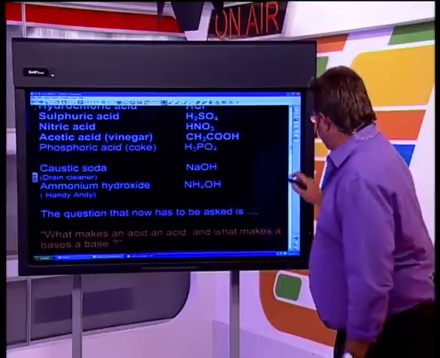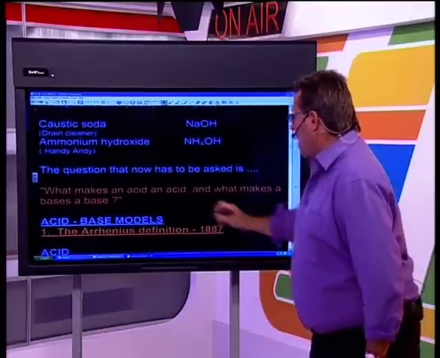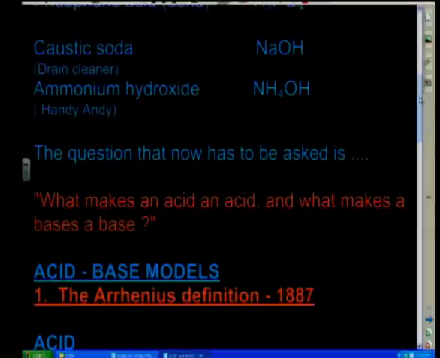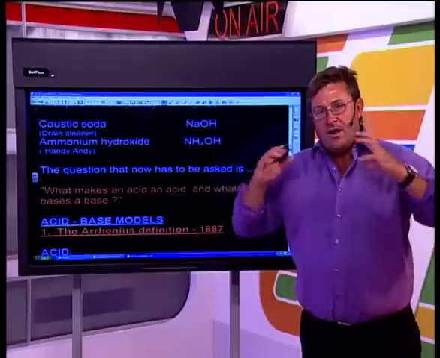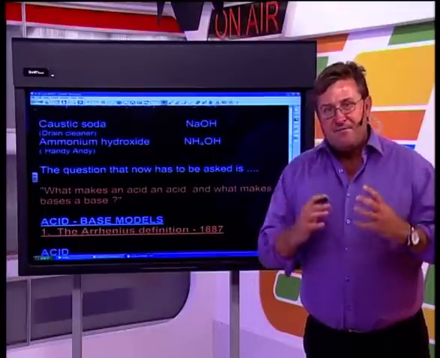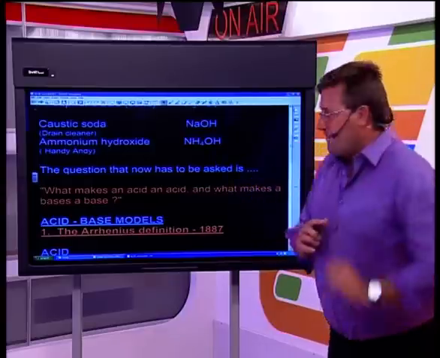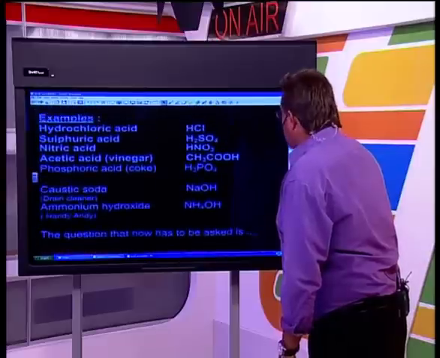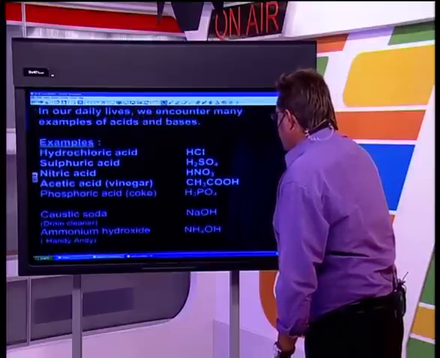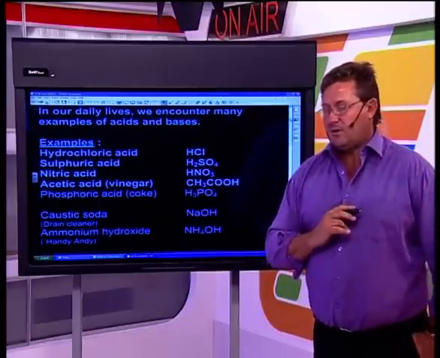But as I said earlier, now that we've looked at a couple of examples of acids and bases, let's have a look at this question over here: what makes an acid an acid, and what makes a base a base? This is where we're going to get the meat of the topic. We're going to look at the distinguishing characteristics. Before we start looking in great detail, I want us to have a look at the chemical formulas of these acids and bases.